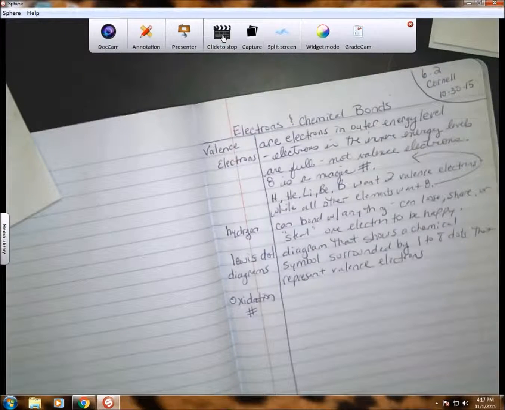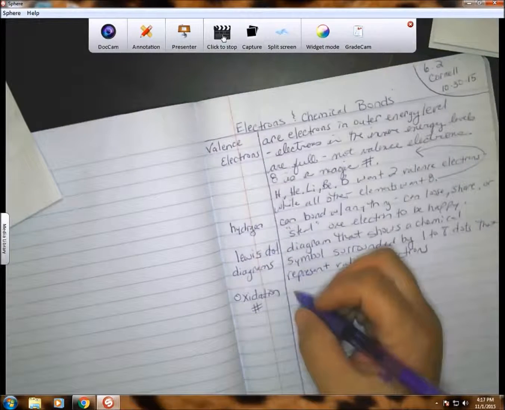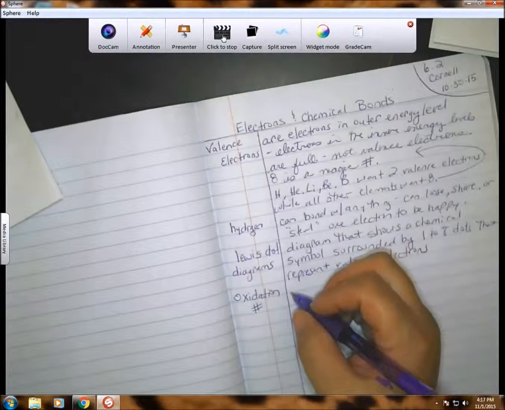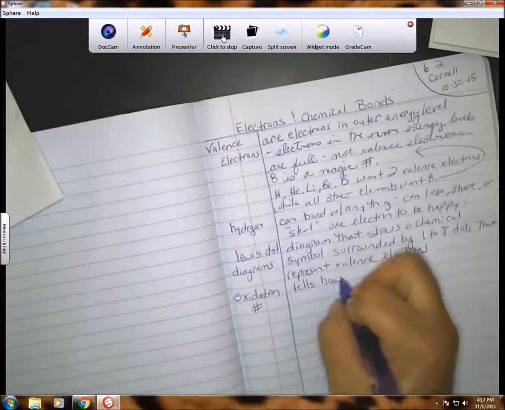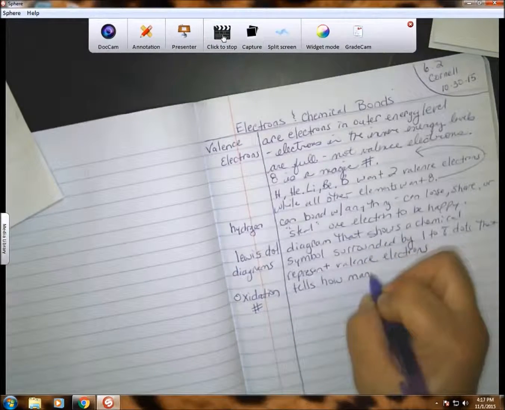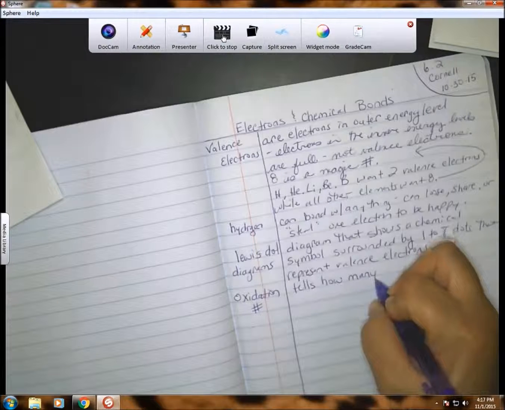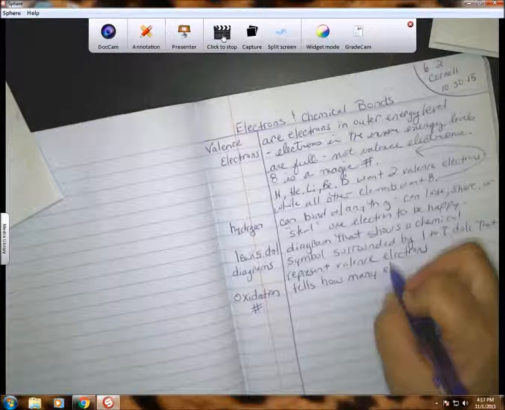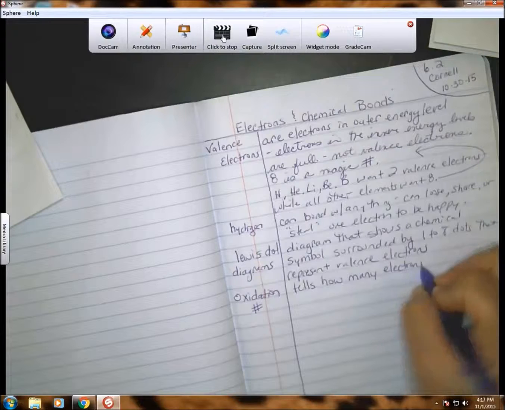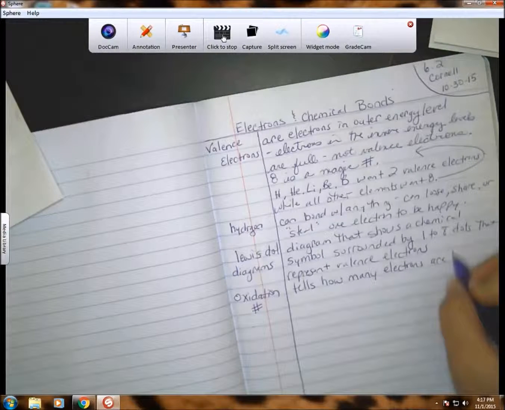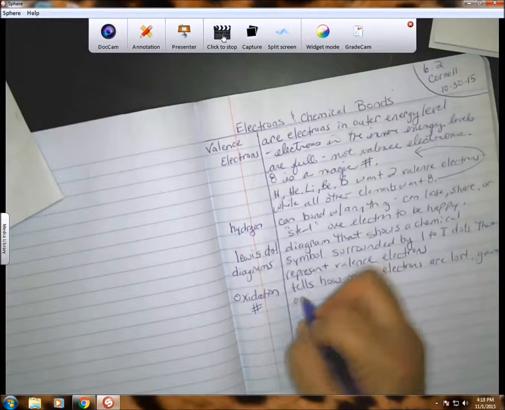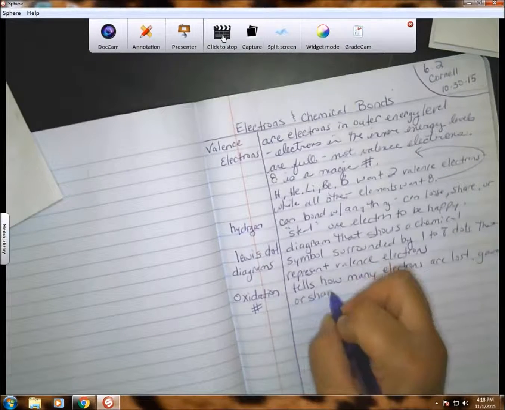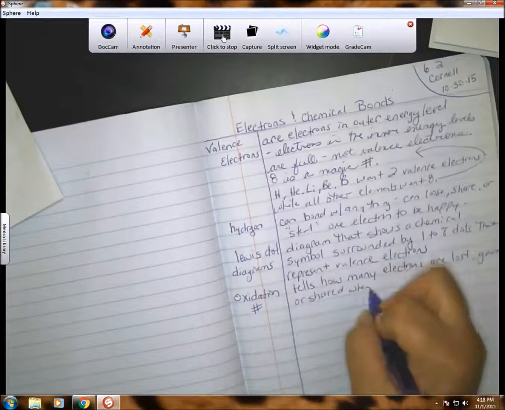Okay, so what do you remember? I remember from the definition that it tells how many electrons are lost, gained, or shared when bonding.